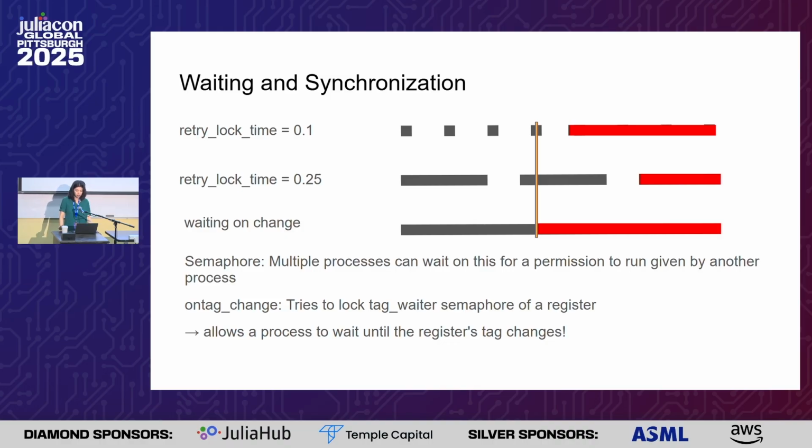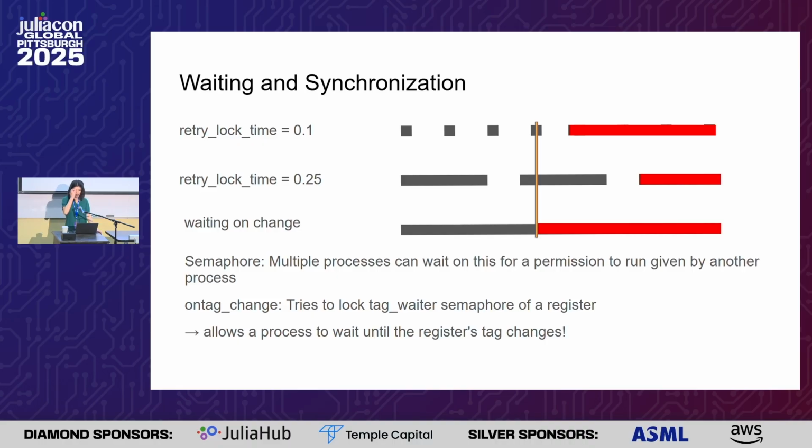Yeah, so this onTagChange, which attempts to lock tag waiter semaphore on a register, will be unlocked whenever there's a change in a tag. So this enables a process to pause and wait until a register tag is updated, rather than constantly polling for changes. However, there is a small caveat here with the current implementation.